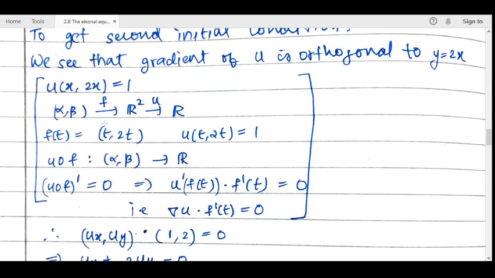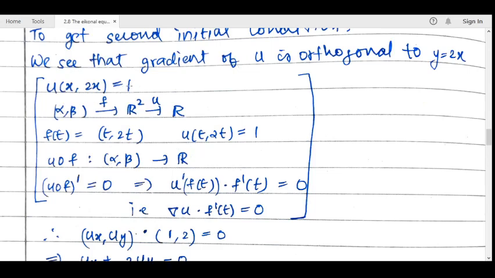That explanation is here. We have u of x comma 2x equal to 1. I will consider this function as a composition of two functions. The first function f is defined as f of t equals t comma 2t, and the second function acts like this: u of t comma 2t maps to 1. So this function is a composition of two functions, u composed with f, which is a mapping from alpha beta to R.